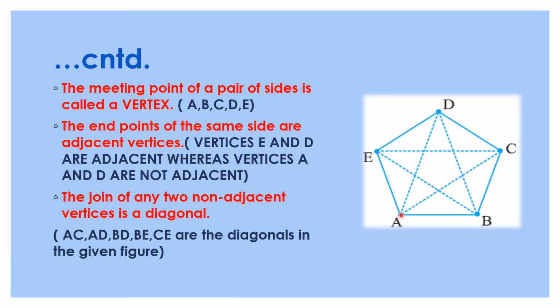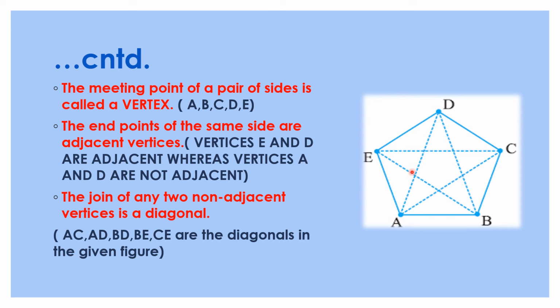For example, AB is one side. There are two endpoints to it. These two endpoints are together, side by side. So they are called adjacent vertices. A and B are adjacent vertices. B and C are adjacent vertices. C and D, D and E, and E and A, they all are adjacent.